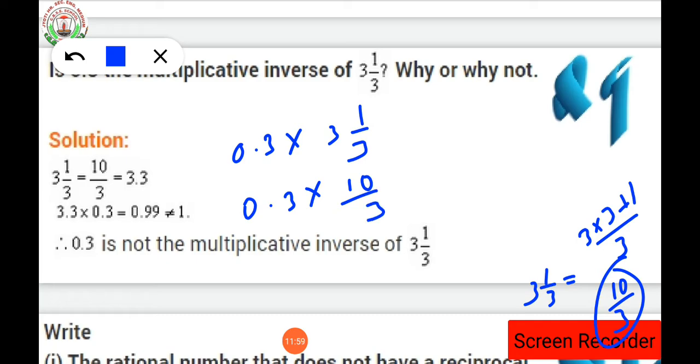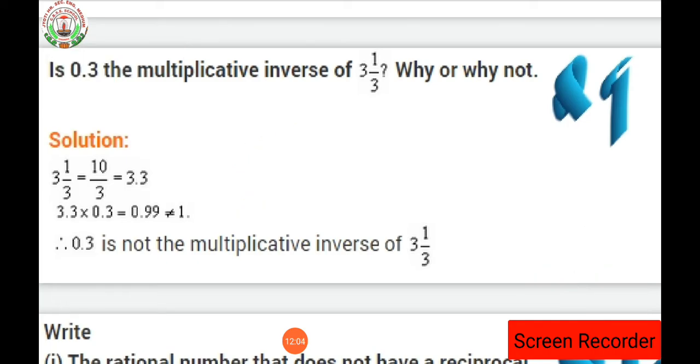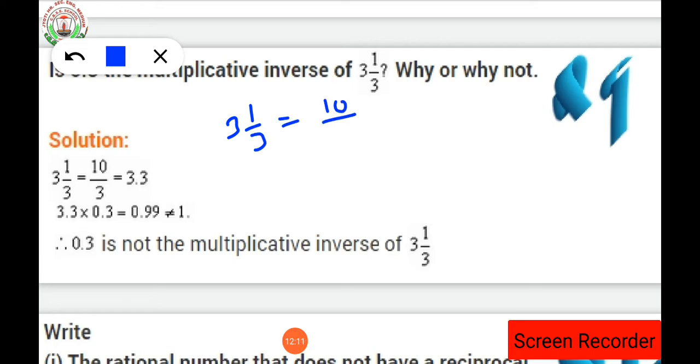Clear? Have you understood? 0.3 into 10 upon 3 we are having. So mixed fraction 3 1 upon 3 is equals to answer we are getting 10 upon 3. Okay. Now can we convert this 10 upon 3 into a decimal form? Why we are converting this into the decimal form? Because the question 3.3 is given in the decimal form, that's why. So convert it into a decimal form, that is 3. People know how to convert, isn't it? So we are going to convert it.